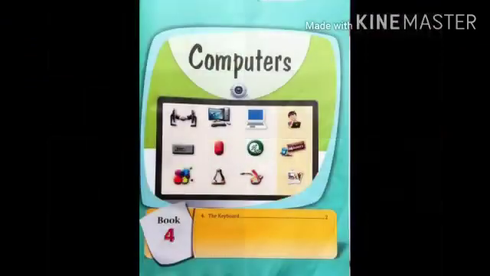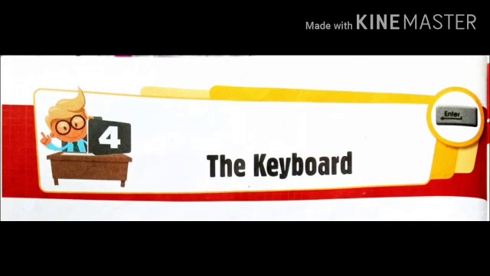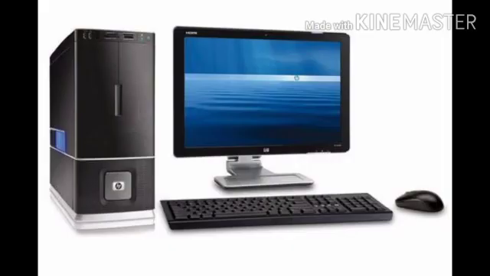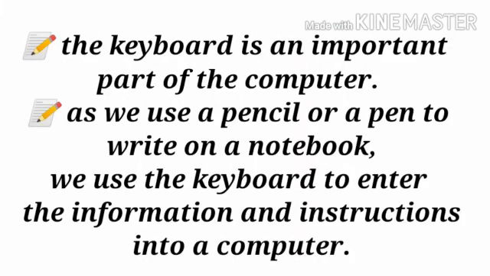Take your book 4 along with you for starting our 4th chapter, the keyboard. Before starting, let me tell you that the keyboard is an important part of the computer. As we use a pencil or a pen to write on a notebook, we use the keyboard to write or enter the information and instructions into a computer.